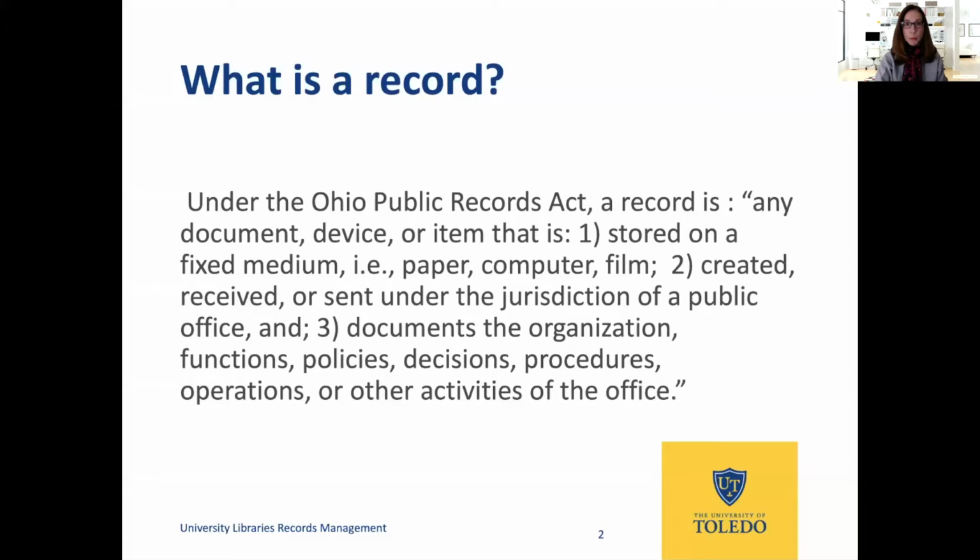So first off, I'm going to share my screen here. I'm going to go through the basics. What is a record? Under the Ohio Public Records Act, a record is any document, device, or item that is stored on a fixed medium and created, received, or sent under the jurisdiction of a public office. And most important for us, it documents the organization's functions, policies, decisions, procedures, operations, or other activities of the office.